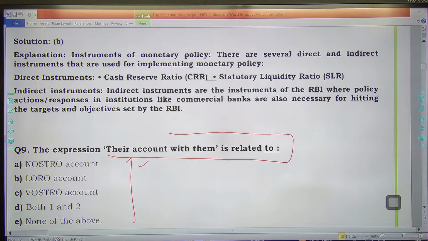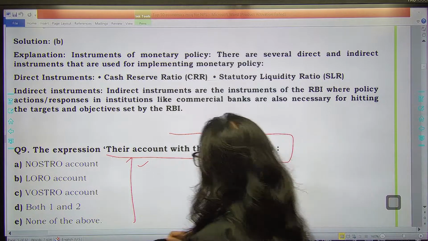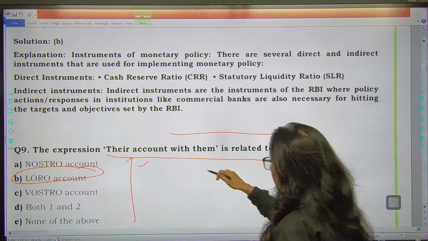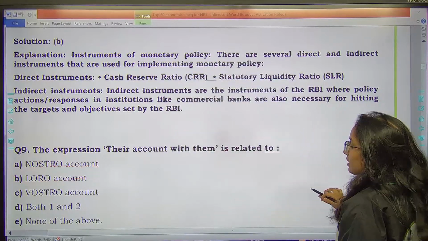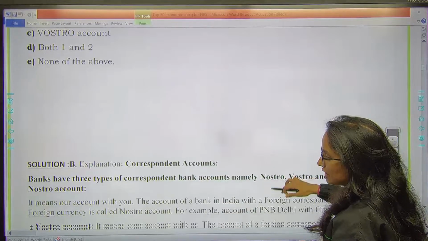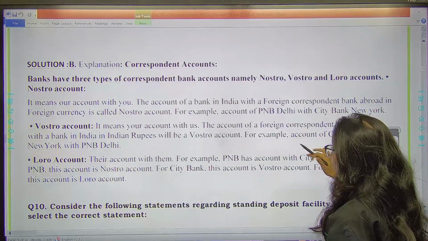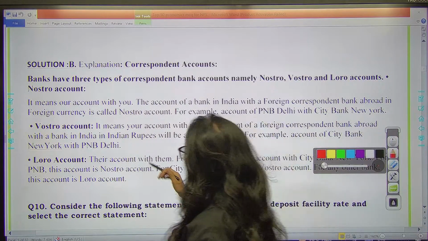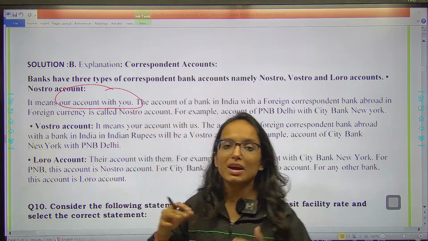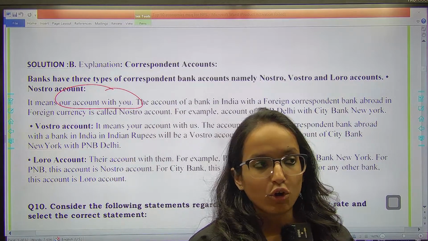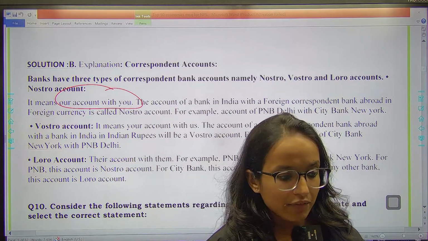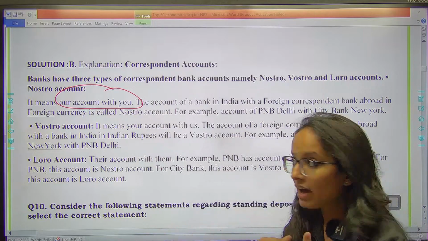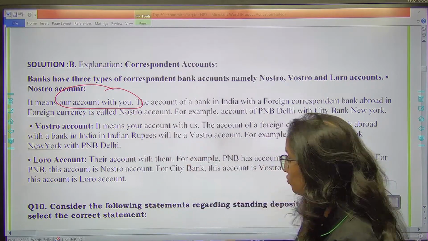Yes, anyone? So this is loro, right? Loro account. Loro account is their account with them. Remember these definitions, you must be knowing vostro, nostro and loro. So nostro account means our account with you, whatever account we have outside in a correspondent bank. Suppose PNB has an account with Citibank of New York, right? So that is our account with you, nostro account.